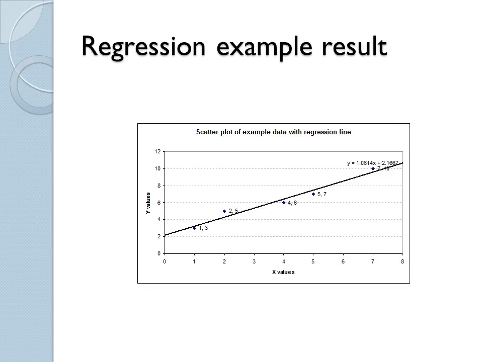So remember, the 1.0614x, that is the slope. And the intercept is 2.1667. And we can see that if we look at where the line is touching the y-axis, that is at the point of 2.1667. And there you go, you have a regression line.